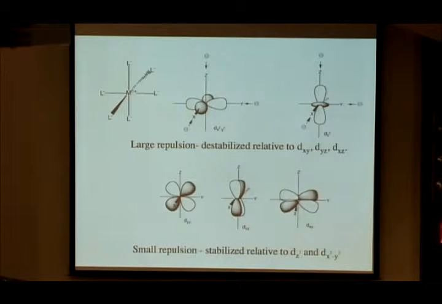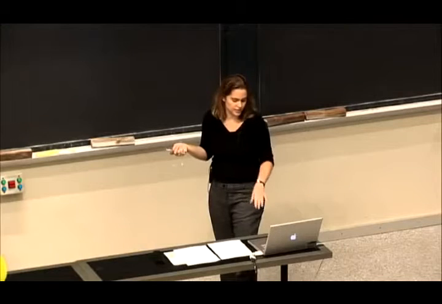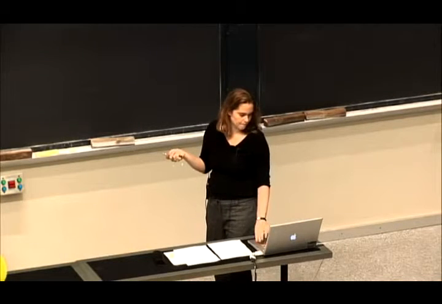For the dyz, dxz, and dxy, they're smaller repulsion because these orbitals are off axis, and so the negative point charges aren't pointing directly at them. So they're stabilized relative to these guys up here. So that's the whole idea behind an octahedral case of crystal field theory.